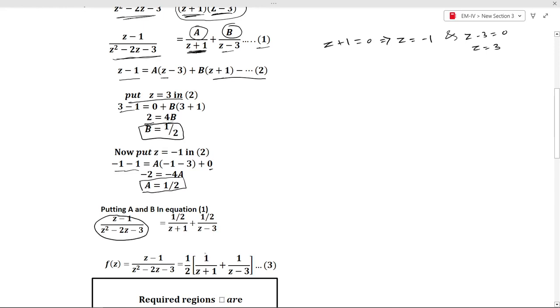So f of z is equal to, if I take 1 by 2 common from this, then I will get 1 by 2 into (1 upon z plus 1 plus 1 upon z minus 3). Call this equation number 3.